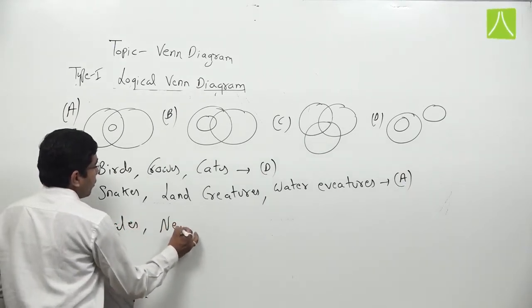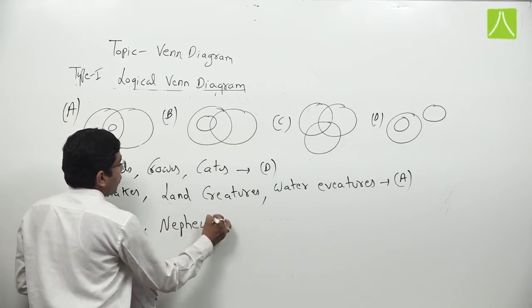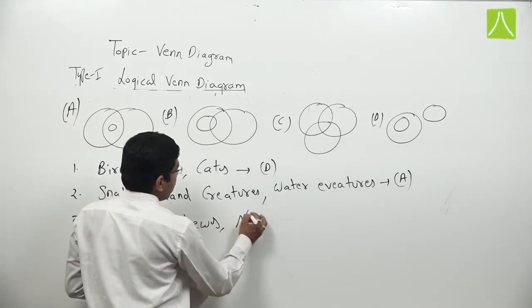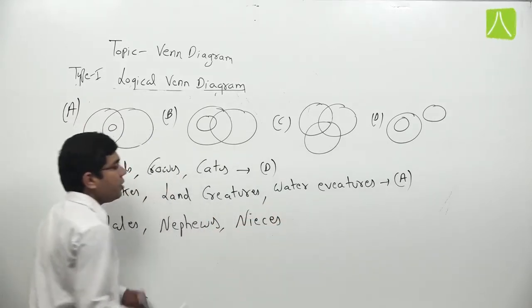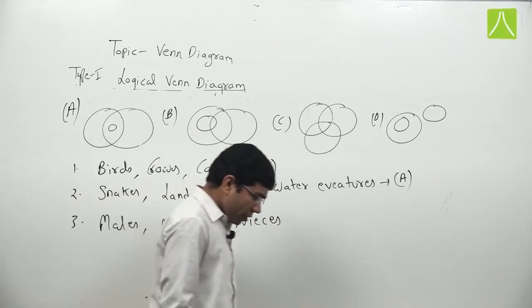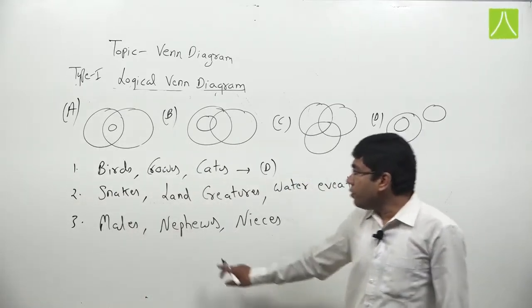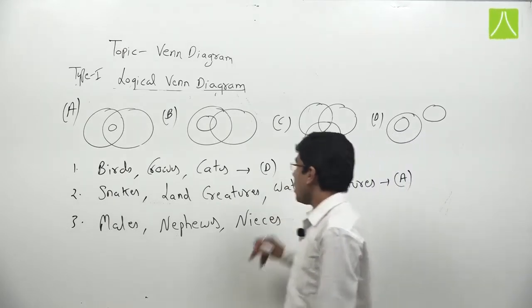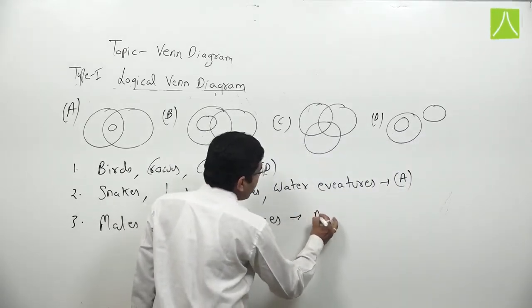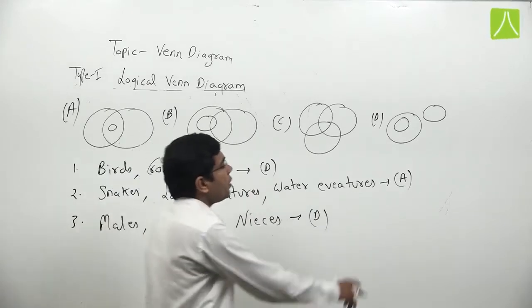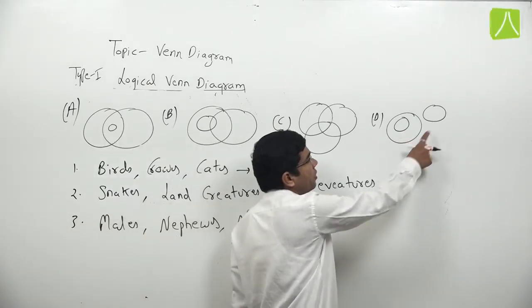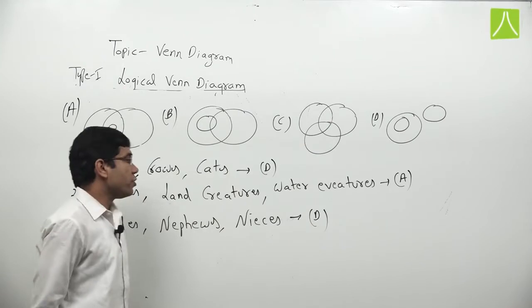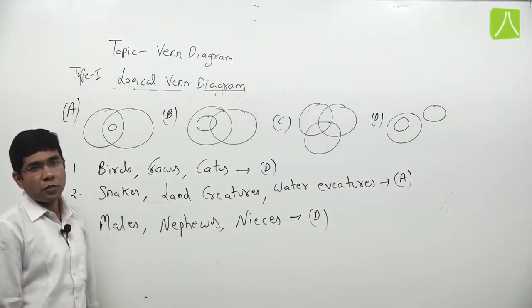Third, males, nephews and nieces. Males, nephews and nieces. Friends, we know that all the nephews are males. So for this our answer should be option D, because this circle denotes nephews, this denotes males and this circle denotes nieces. So for this our answer should be option D.